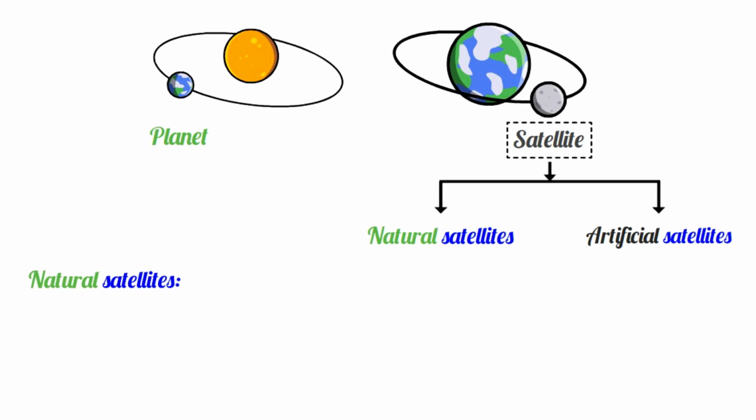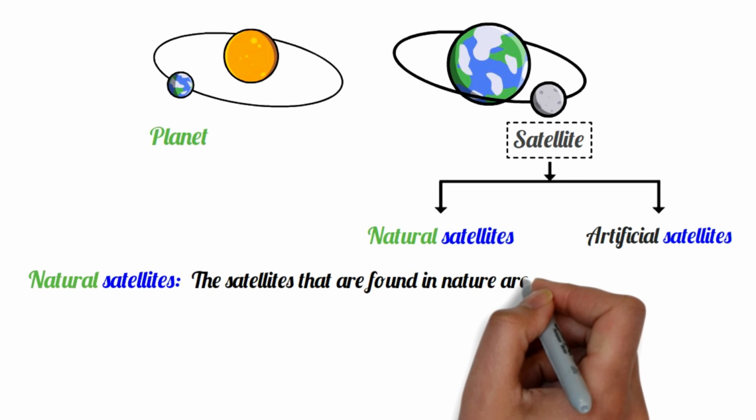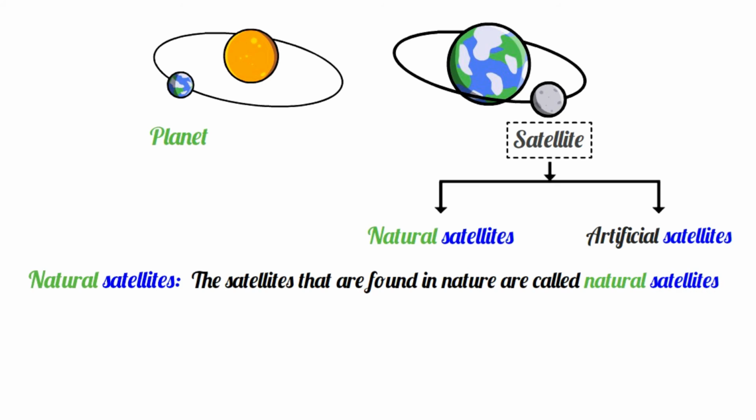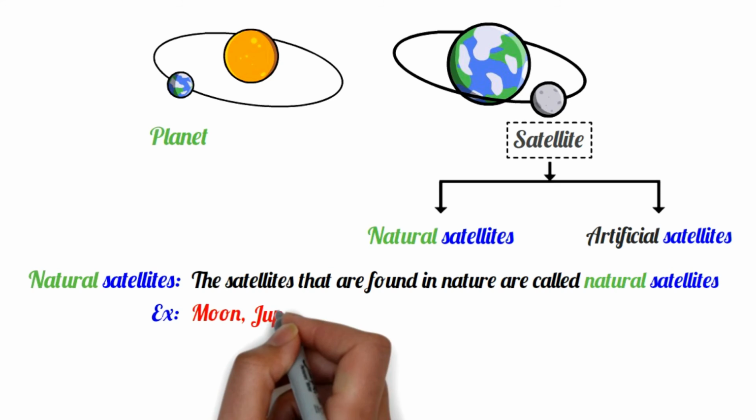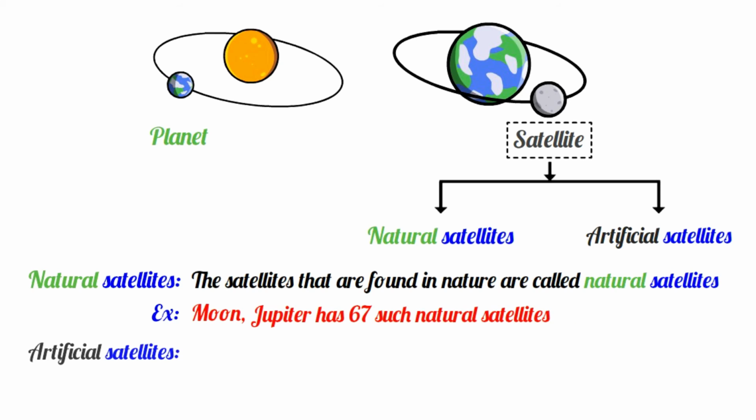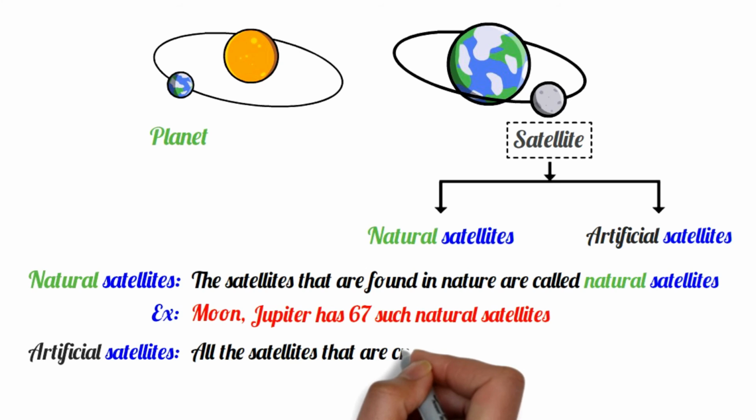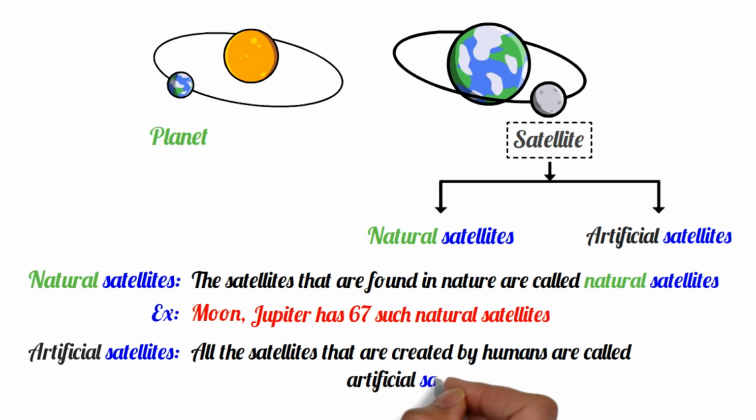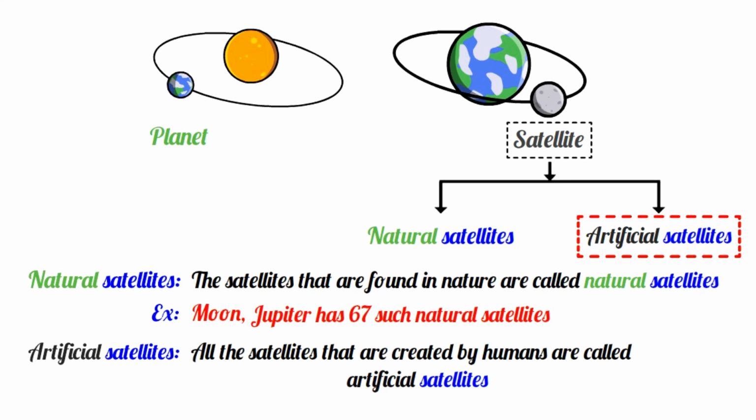We all know that the satellites that are found in nature are called natural satellites. For example, the Moon is the only natural satellite of the planet Earth. Similarly, Jupiter has 67 such natural satellites, and so on. But all the satellites that are created by humans are called artificial satellites. In this tutorial, we will uncover the details of artificial satellites.